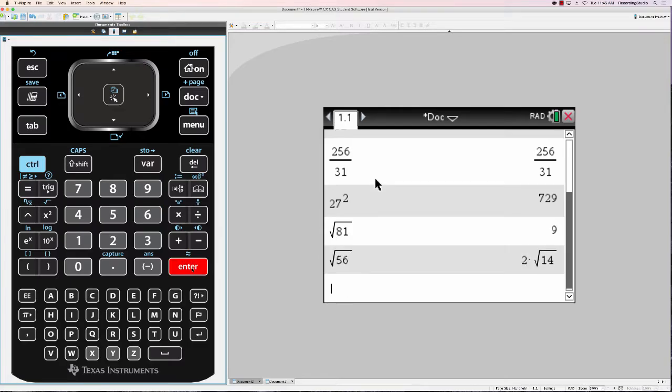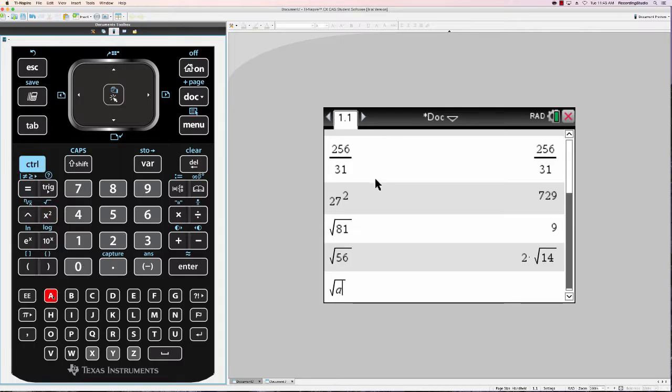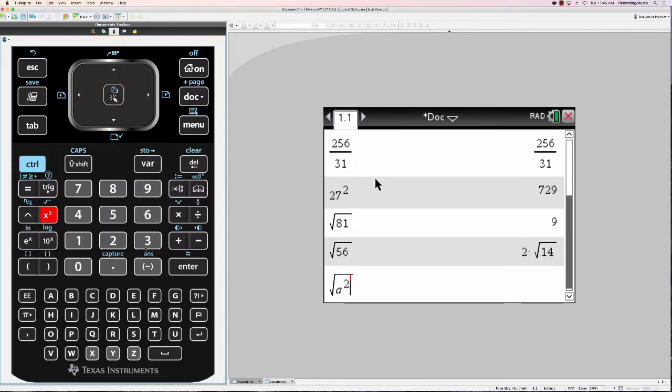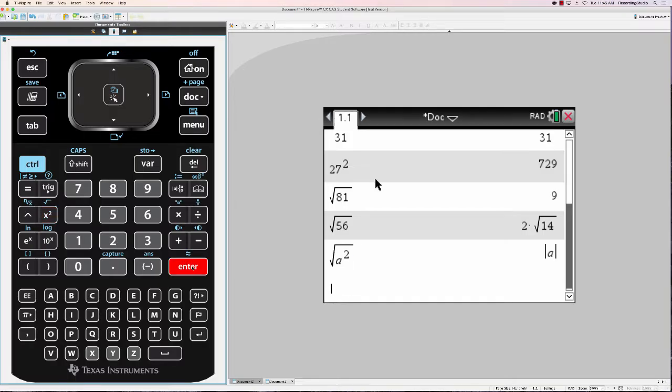Note that it's an exact answer. Let's try something you can't do on most calculators. Let's do the square root of a squared. Are you surprised by the answer? Remember, the square root of a squared has two square roots, plus and minus a, and the calculator displays the answer in terms of absolute value.